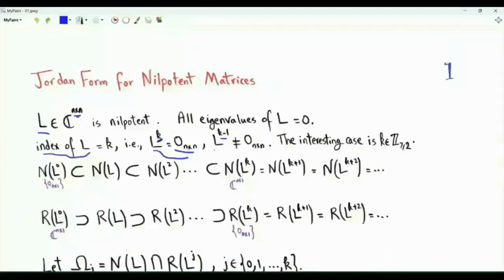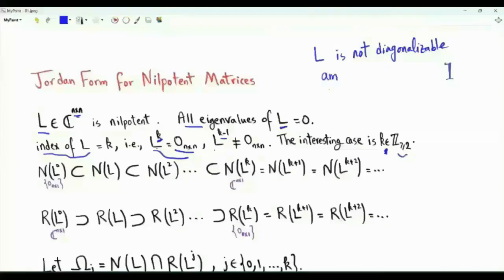If the index is 1, then L itself is equal to the all zero matrix, and this is not a very interesting case. So it is assumed here that the index is an integer that is greater than or equal to 2. What is the goal? L is not diagonalizable. Why is this the case? All the eigenvalues of L are equal to 0. If L has an eigenvalue that is not equal to 0, then L to the power k will have a non-zero eigenvalue. But L to the power k is the all zero matrix, thereby indicating that all eigenvalues of L must be equal to 0.